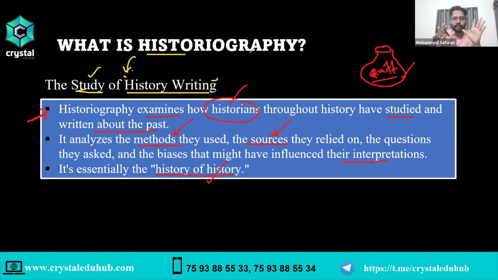Dear students, is that clear? What is historiography? You got the simple meaning. It's simply the study of history writing. And it helps us understand how historians use different methodologies and different sources to interpret and analyze certain events that happened in the past. That is simply called historiography. Is that clear? Waiting for a response.